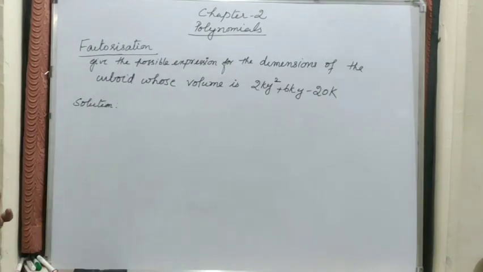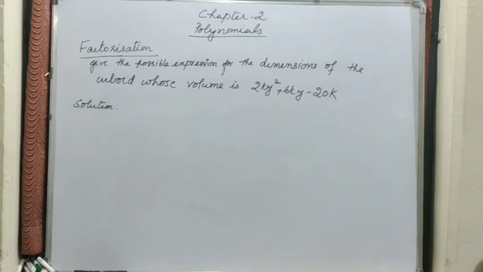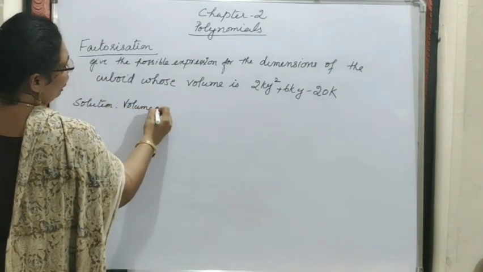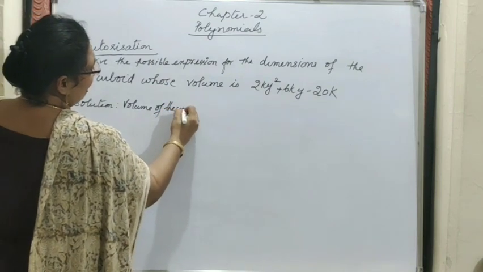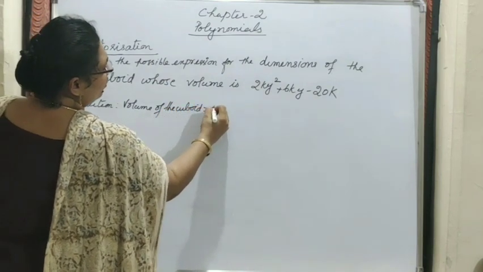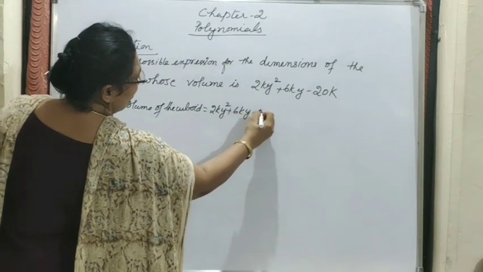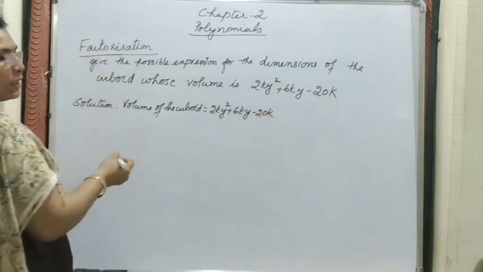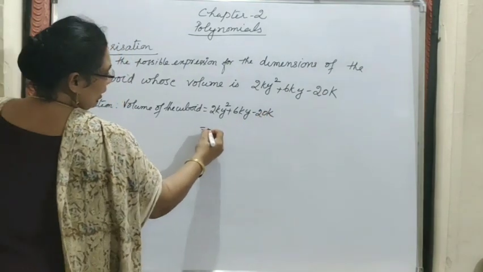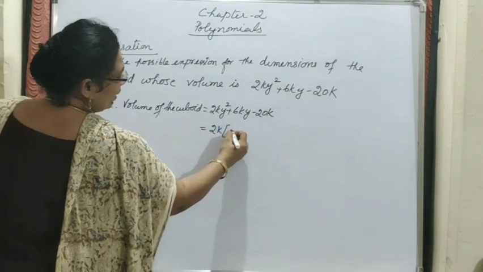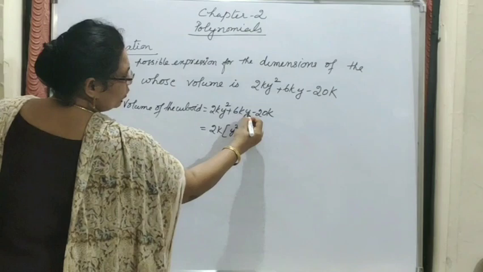Possible expression for the dimensions of the cuboid whose volume is 2ky square plus 6ky minus 20k. Now the volume of the cuboid is given. So I'll write here, volume of the cuboid equal to 2ky square plus 6ky minus 20k. Now all the terms have k, so k is common. Now check if 2 is also possible. 2 we are taking outside. So 2k is gone here.